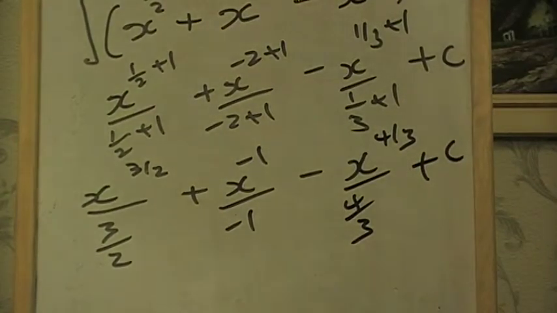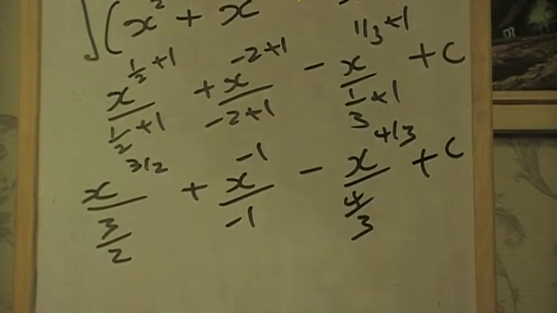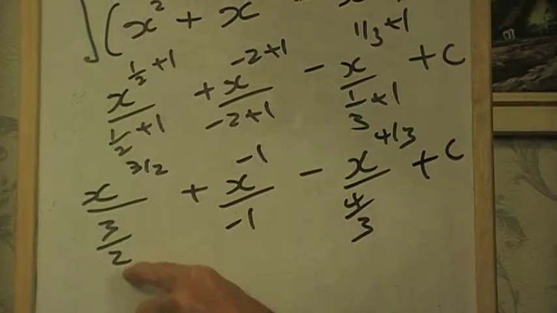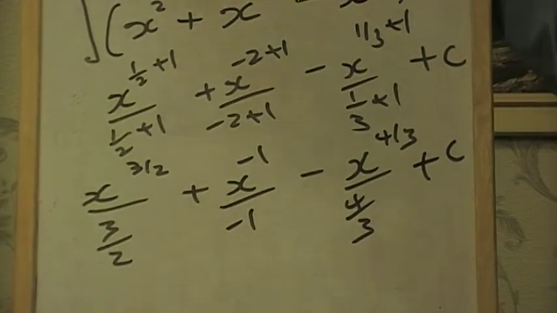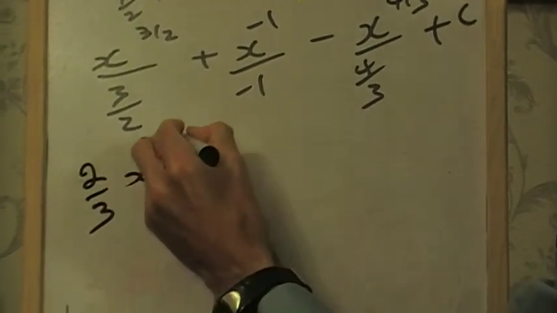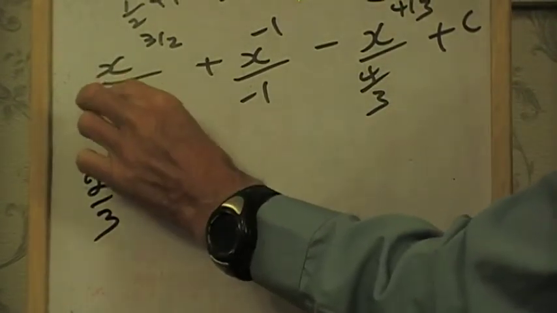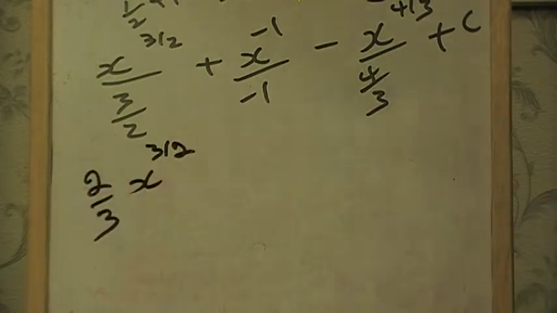What we need to do now is to simplify each of the terms. What I say anyway is if you've got 3 over 2 on the denominator, if you invert it, then you'll have 2 over 3 x to the 3 over 2. All you do, if you like to think about it, is take the 3 over 2, turn it upside down and put it in front of the term.